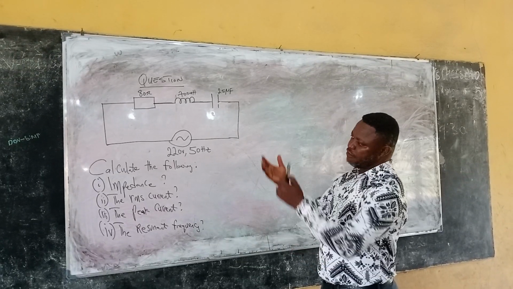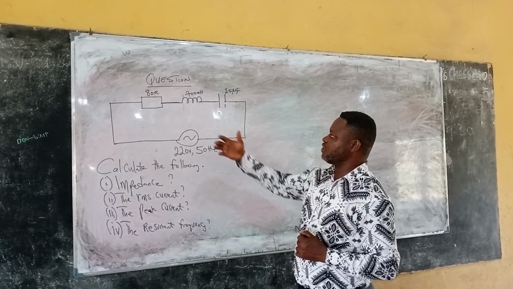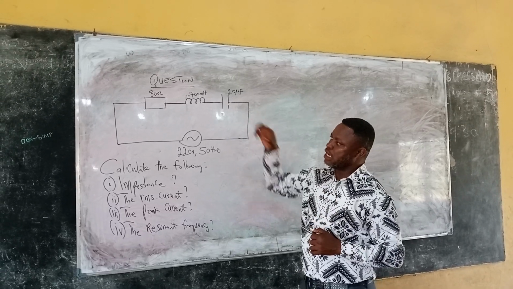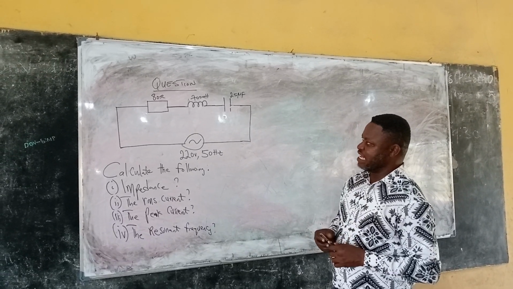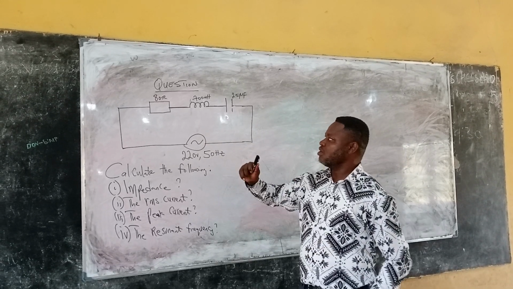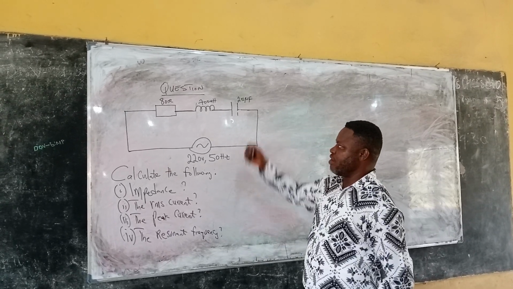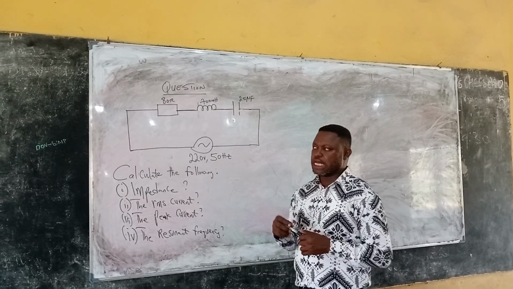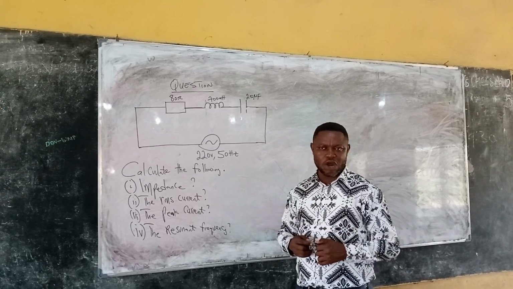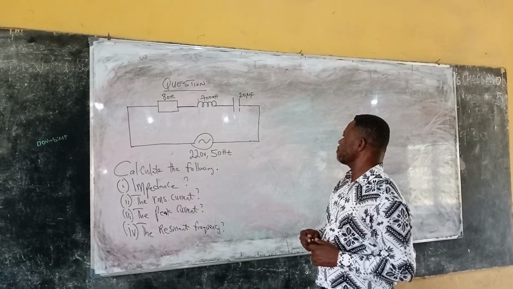Now before you can solve for the impedance, you have to first know the reactances that are also involved in that circuit. For instance, immediately you have an inductor having inductance, you should note that there's going to be a reactance. Reactances are actually the opposition to changes in alternating currents by either the inductor or the capacitor.